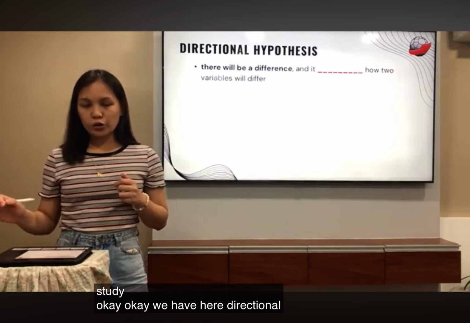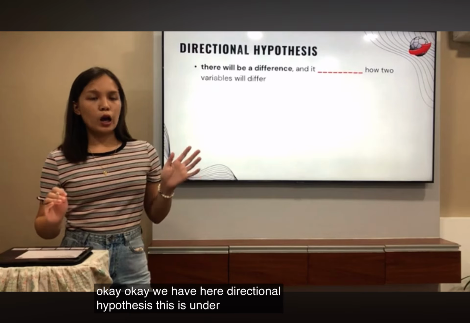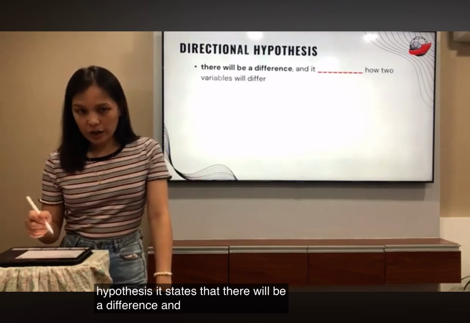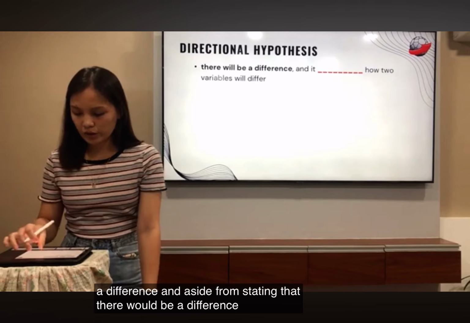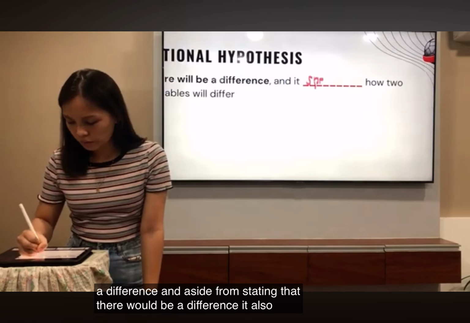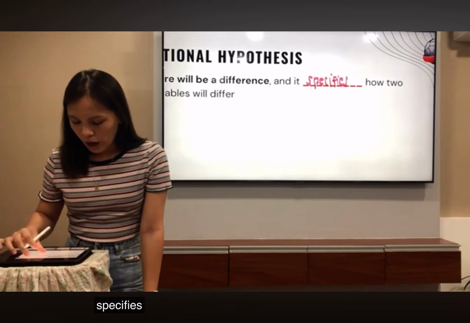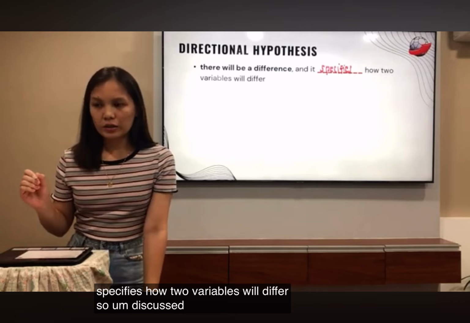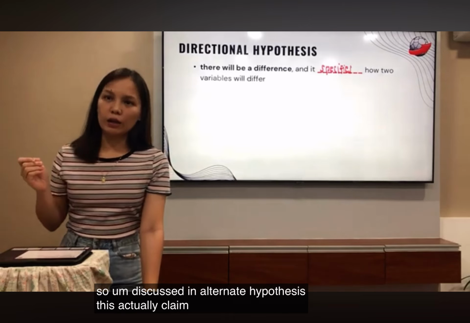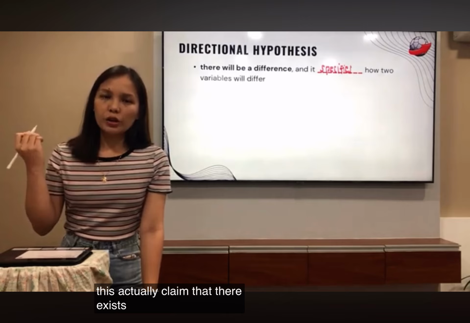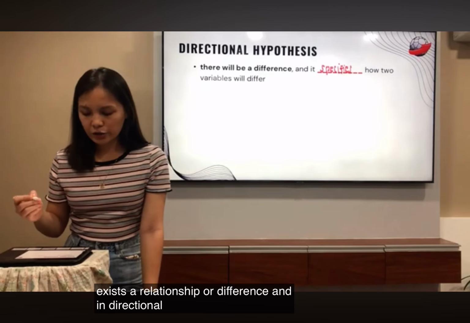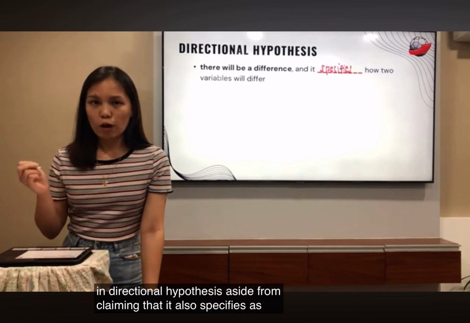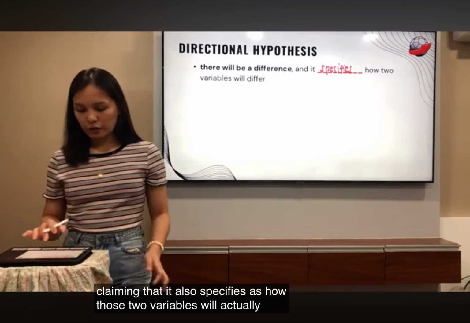Okay, we have here the directional hypothesis. This is under the alternative hypothesis. It states that there will be a difference, and aside from stating that there will be a difference, it also specifies how two variables will differ. As discussed in the alternate hypothesis, this claims that there exists a relationship or difference, and in the directional hypothesis, aside from claiming that, it also specifies how those two variables will differ.